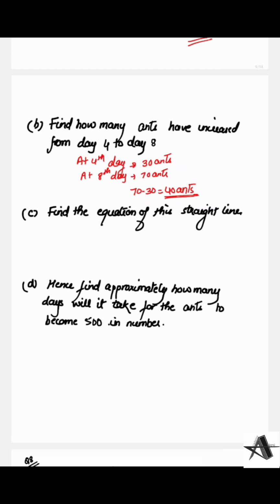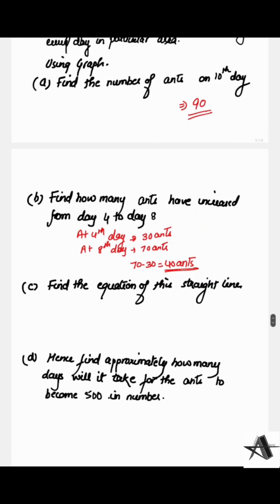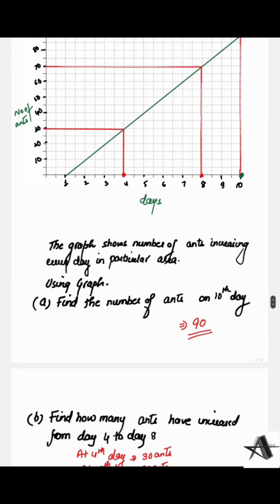Find the equation of this straight line. Equation of this straight line is, you already have a few points. So it's very easy to calculate the gradient. This point we just calculated. What is this point? It's (4, 30). And another point we can take here, which is (1, 0).